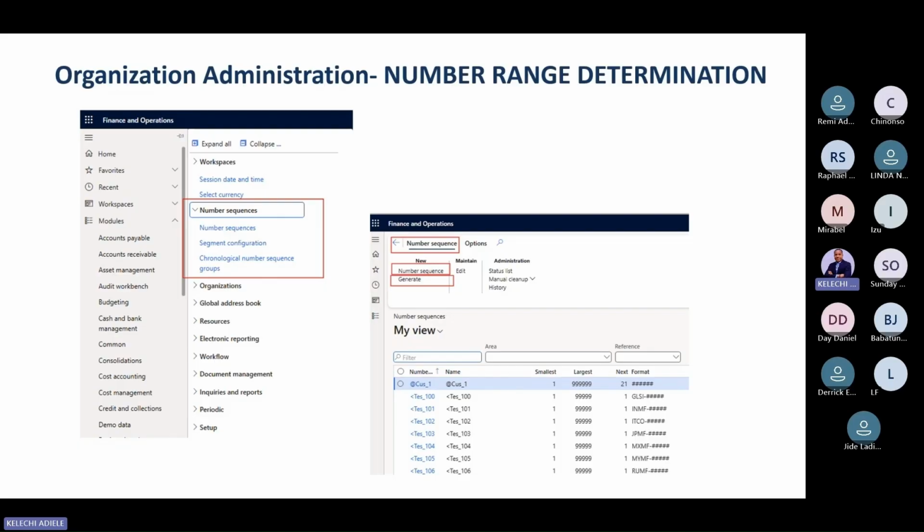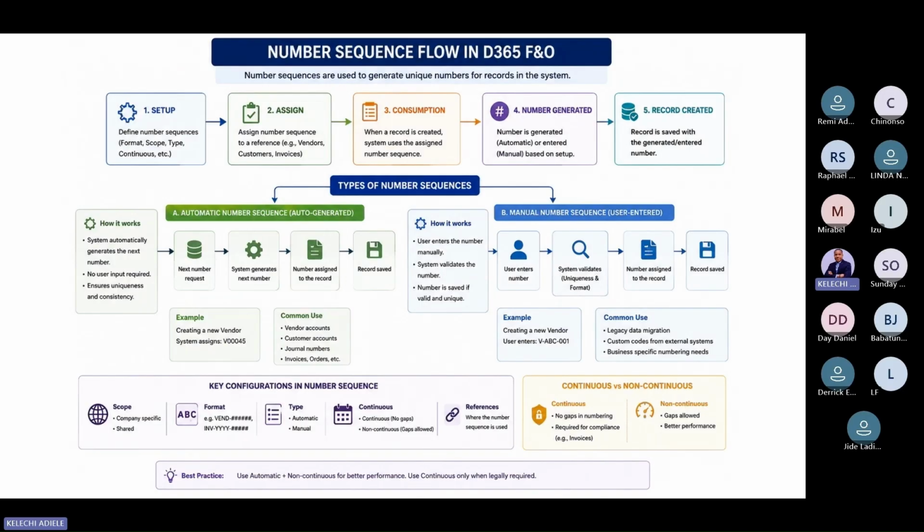Then if we look at it, number sequence has two types. One is the automatic generation of number sequence. Since a number sequence is a number in the system, the first option is we can generate that number automatically and let that number be tied to all the documents we have in our system. Or the other option is to do it manually. But of course, best practice says that you should use system generated numbers.